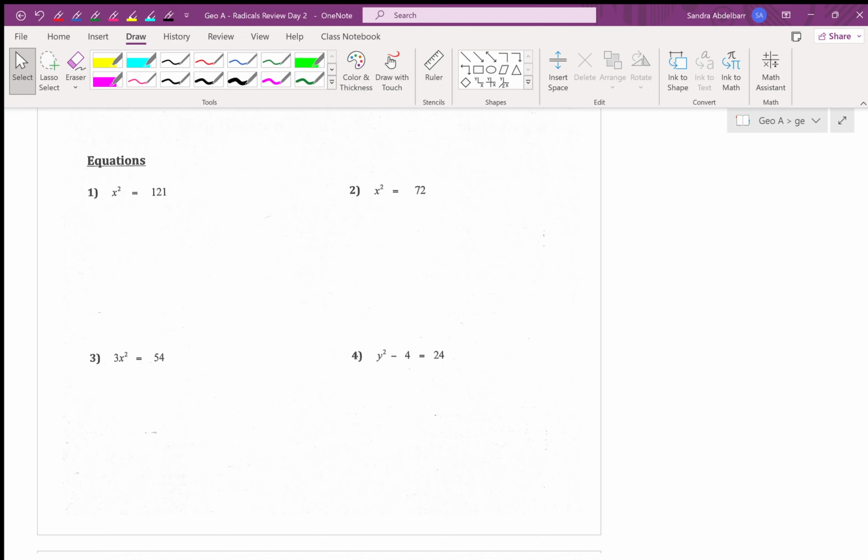So we have x squared equals 121. To undo a square, we will take the square root, and you end up with x is equal to, now anytime we take a square root when we're solving, immediately put plus or minus. And then you guys should know this. What's the square root of 121? 11.